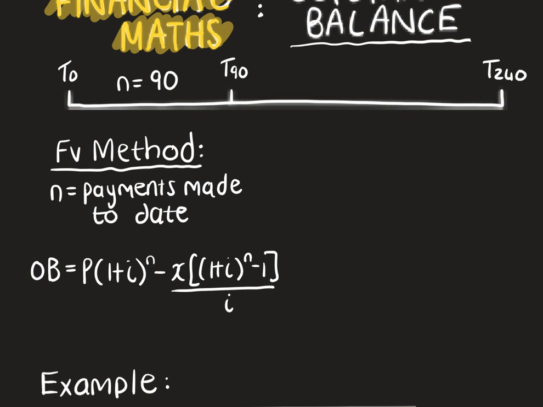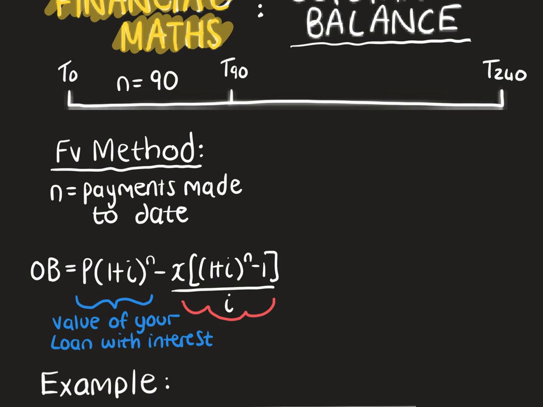Now, yes, you guys are correctly assuming that these are a combination of certain formulas we've learned throughout our financial maths journey. How this is actually broken up is that this part of the equation is the value of your loan with interest. And this part over here is the payments you have made with interest.